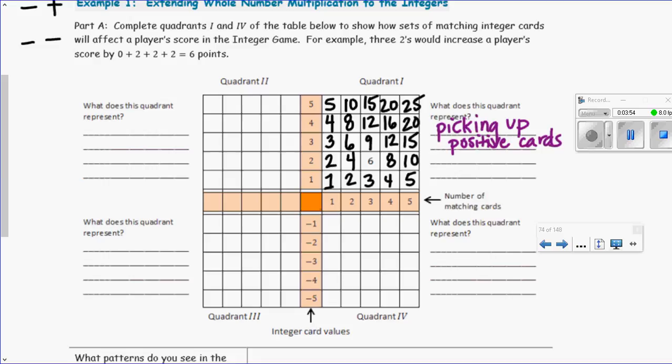Okay, how did you do? If you were picking up positive cards, they're all positive numbers. Now, down below in quadrant 4, that's the next one that they want us to do, I'm still picking up, because it says the number of matching cards. So I'm picking up either 1, 2, 3, 4, or 5 of a number. But this time I'm picking up negative cards. So the cards that I'm picking up have a negative value. So this one represents picking up negative cards. So we're going to signify that.